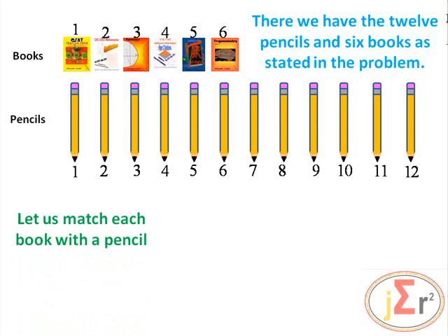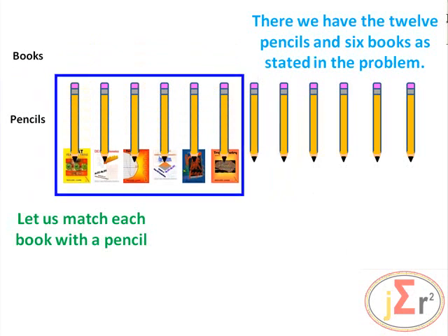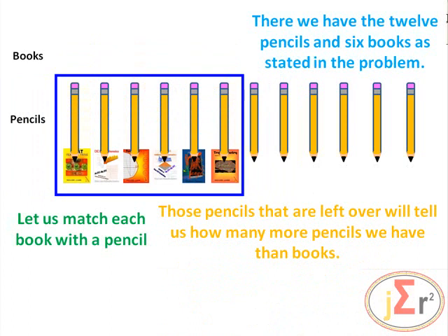Let us match each book with a pencil. So let us throw away those numbers for now, and we will match each book with a pencil. Match them right there and put them together like that. Those pencils that are left over will tell us how many more pencils we have than books. So the ones that are left over are these over here. They are the ones that have no match.